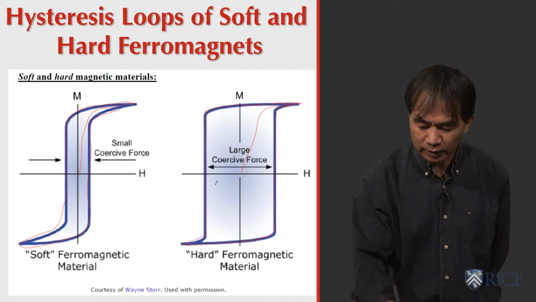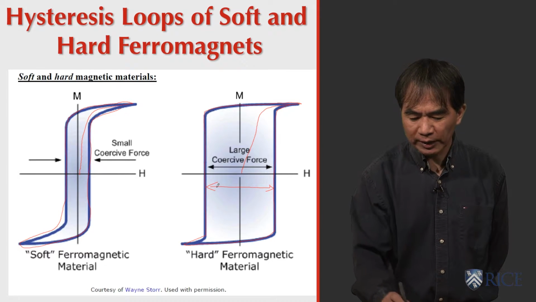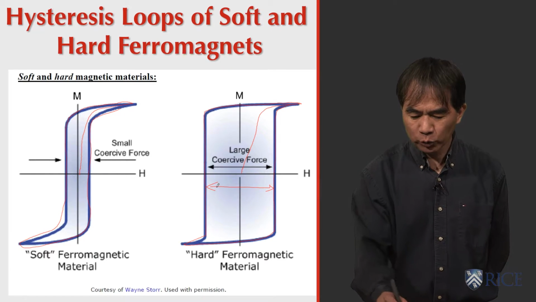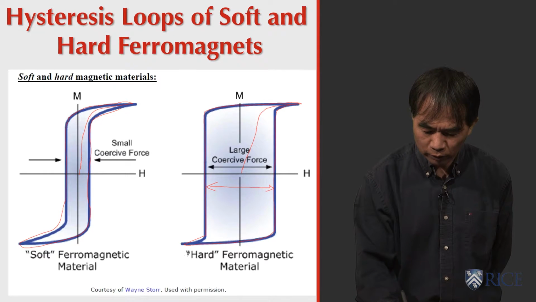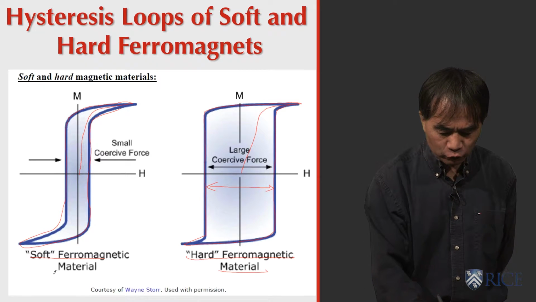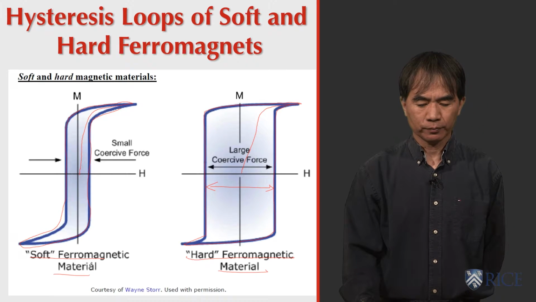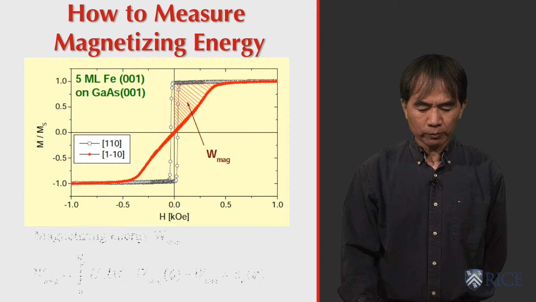But in this case, the amount of energy you can store in this system is actually determined by the region in which this reversible field occurs. And this is what we call a hard ferromagnetic material, and this is what we call a soft ferromagnetic material. So let me give you a very simple example.